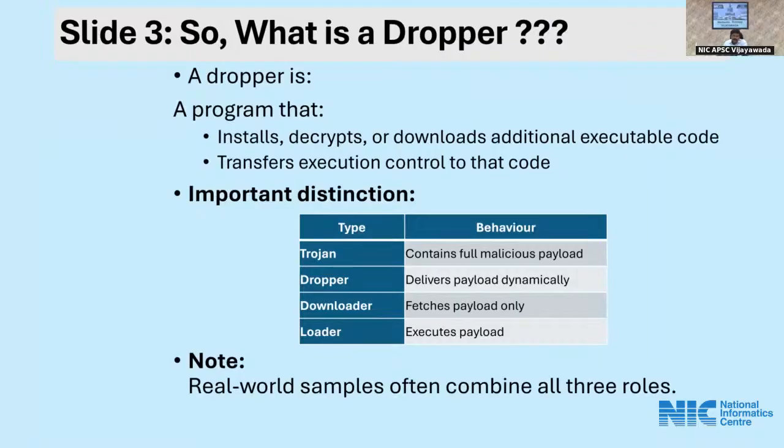The defining characteristic is that the payload is separated from the initial carrier. That is what separates the dropper from other things in the same family. A downloader is a subtype of a dropper that specifically fetches a payload over a network. So there is a distinction between a Trojan dropper, a downloader, and a loader, and this is the primary difference.